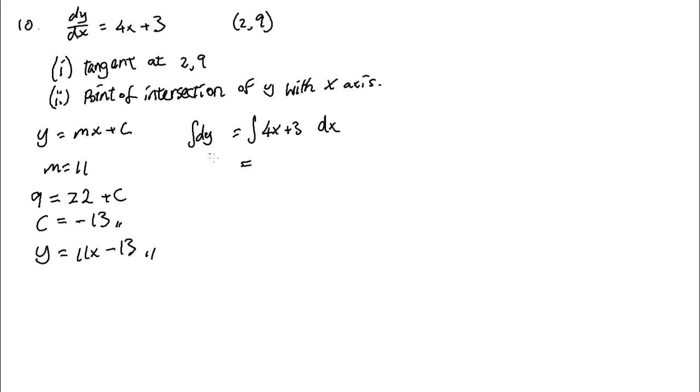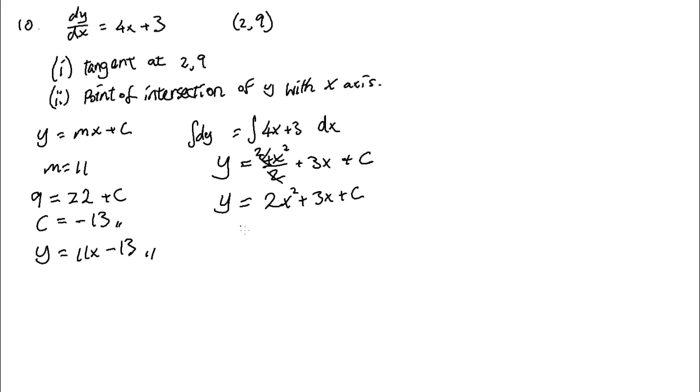So integrating dy simply yields y, and integrating the whole thing with respect to x will give you 4x squared divided by 2 plus 3x divided by 1 plus c. And we know that this can cancel to get 2, and therefore y is 2x squared plus 3x plus c.